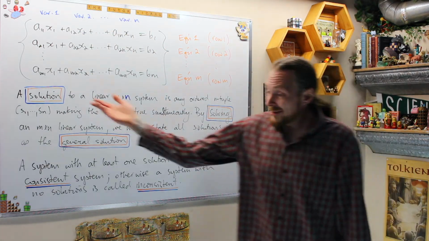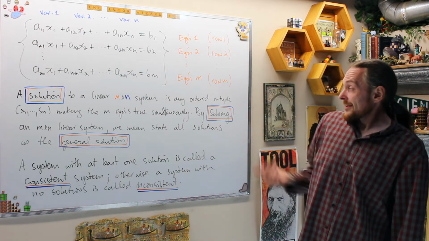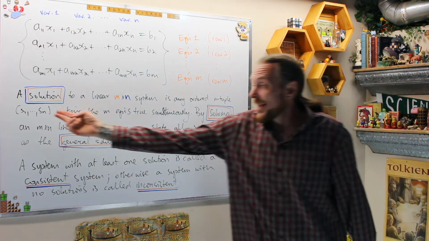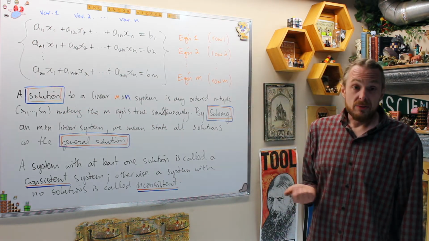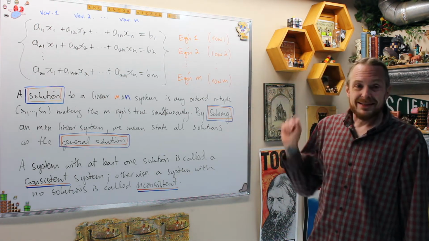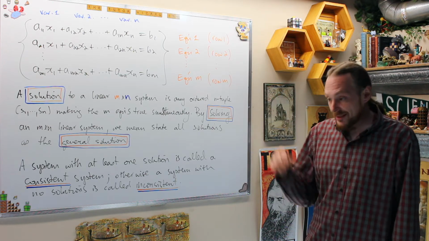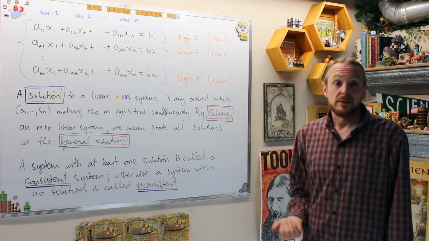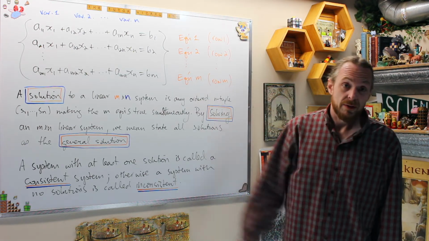A solution to a linear system is any ordered n-tuple s1 to sn which makes all of the equations true simultaneously. We went over this in the previous video. And by solving a system, we mean find all of the solutions to it, and we write it in what we call the general solution.